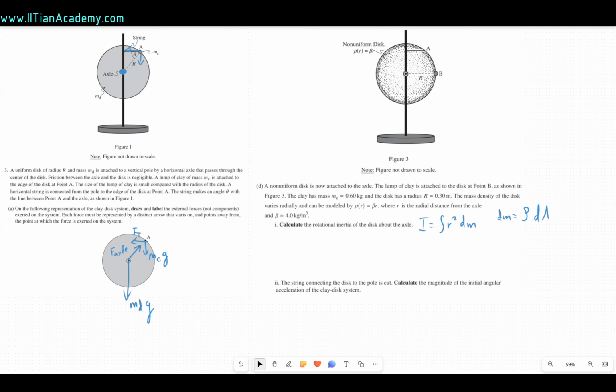And dA, since we're working in polar coordinates, dA will simply be the 2 pi r times dr of a small little circle. So we can say that the inertia is simply going to be the integral from 0 to r of r squared times the density times dA, substituting dm. Now we can substitute everything else as well. And we can say that dA is 2 pi r times dr.